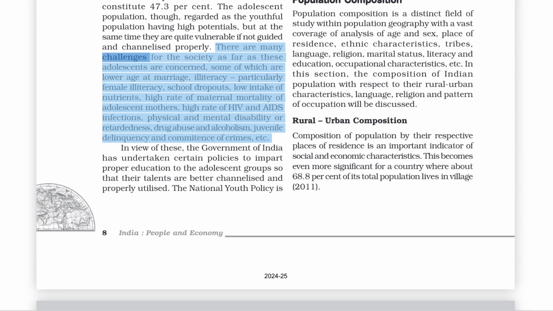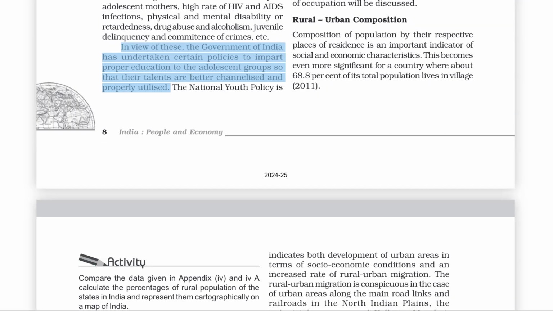There are many challenges for the society as far as these adolescents are concerned, some of which are lower age at marriage, illiteracy, particularly female illiteracy, school dropouts, low intake of nutrients, high rate of maternal mortality of adolescent mothers, high rate of HIV and AIDS infections, physical and mental disability or retardedness, drug abuse and alcoholism, juvenile delinquency and commission of crimes, etc. In view of these, the Government of India has undertaken certain policies to impart proper education to the adolescent groups so that their talents are better channelized and properly utilized.